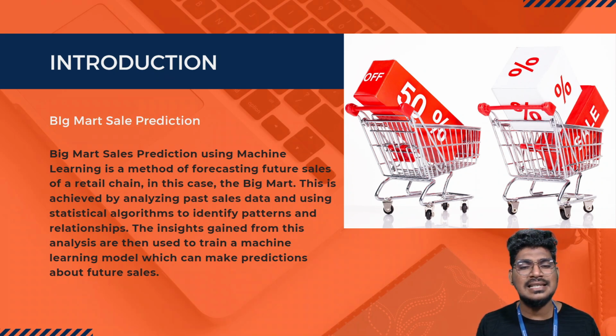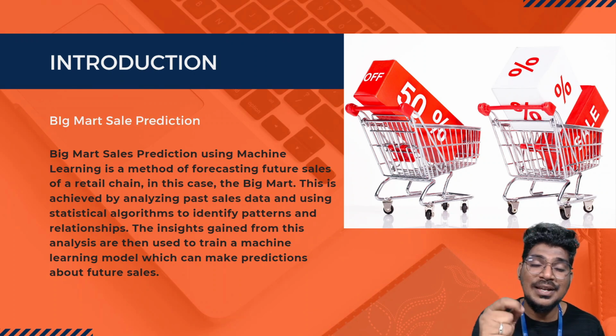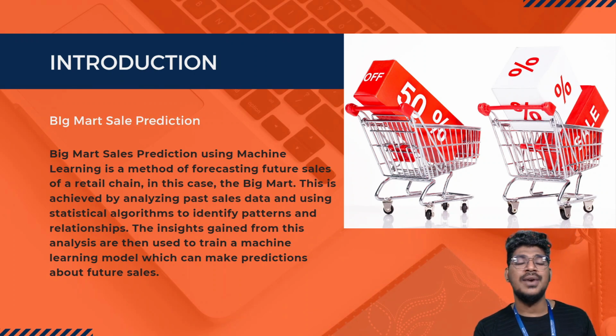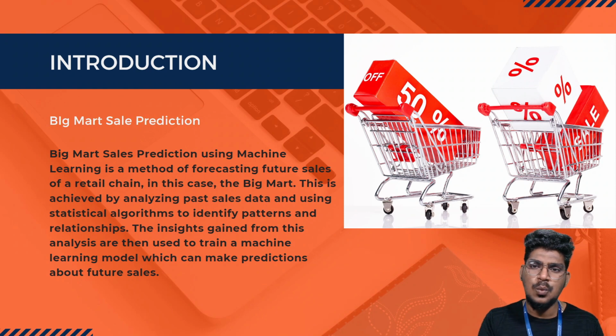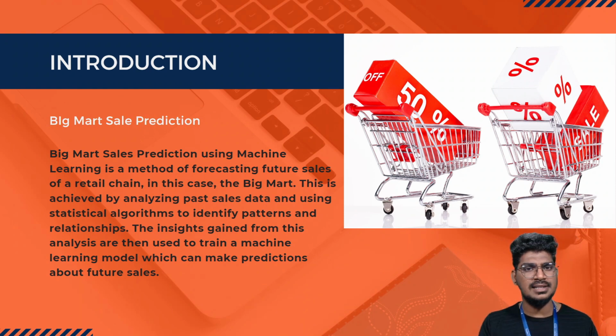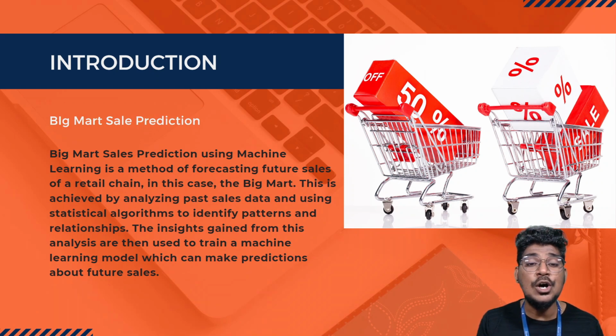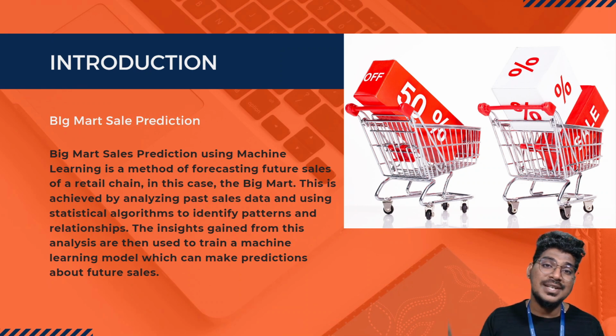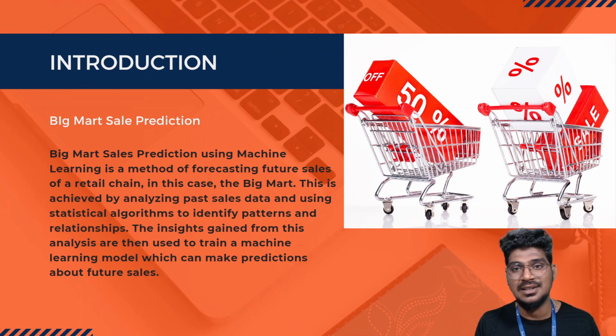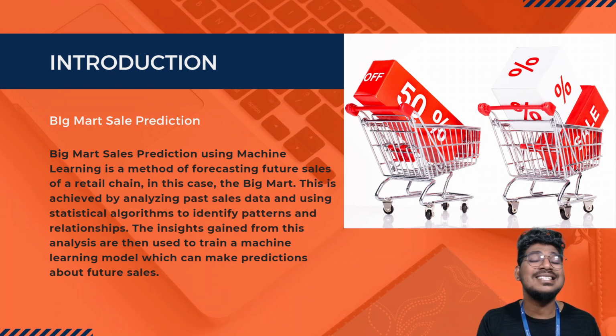Here the data features are gained from this analysis, and then they are used to train a machine learning model. That's why I'm saying, when we find the relationship between two different data, and also multiple different data, one or more different data features, that will give the prediction in the future. So the machine learning model can make the prediction about the future sale of each and every product. Hope you guys understood it. That is nothing but the Big Mart sale prediction.